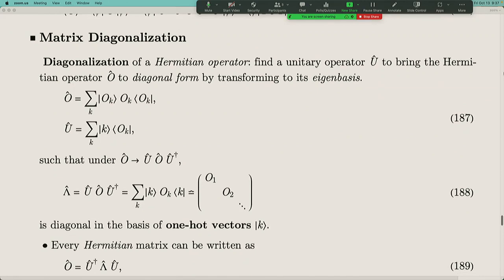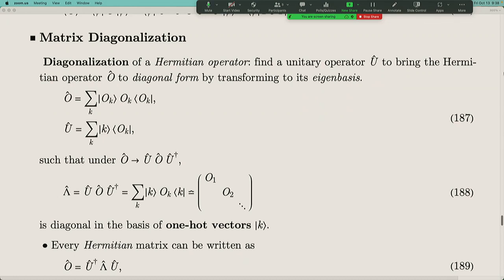So for example, if you have a Hermitian operator, you can always do something called matrix diagonalization. We have already been talking about this many, many times. But with this new language of unitary operator, today we will have a little bit higher understanding of the nature of diagonalizing a Hermitian operator. Previously we said it's like finding its eigenvalue and eigenstate. That's true. But actually, it's also finding a unitary operator to bring the Hermitian operator to its diagonal form by transforming to its eigenbasis.